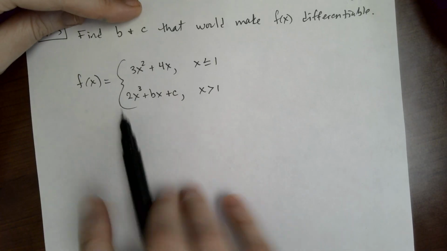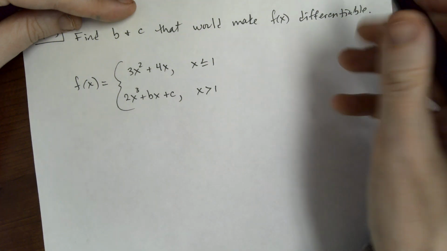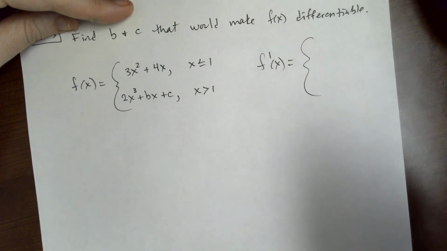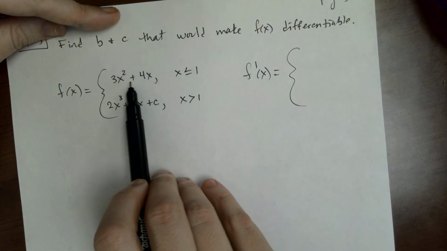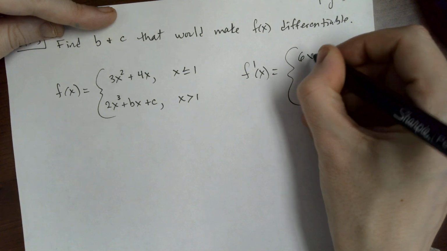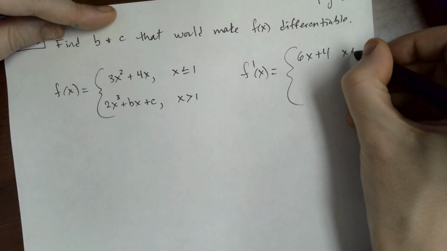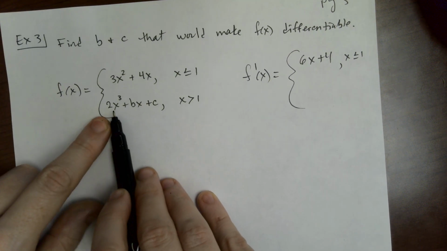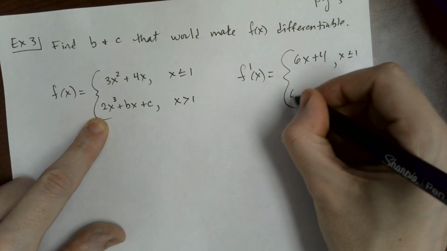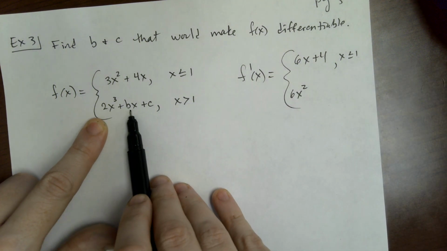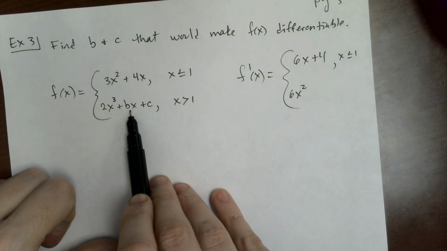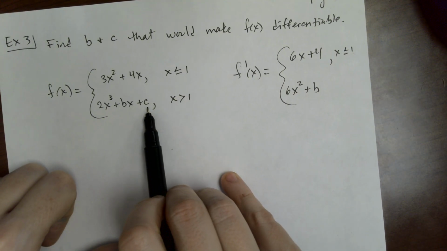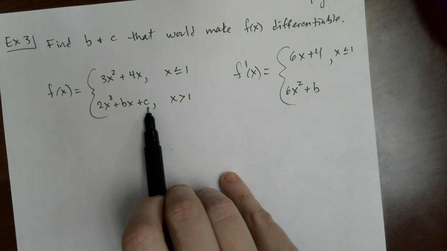Okay, so this is f of x. Let's also get an expression or a piecewise equation for f prime. All right, so the derivative of this top piece is 6x plus 4, x is less than or equal to 1. And now in the bottom, so the derivative of this first term is 6x squared. The derivative of this second term is just b, so plus b. And then the derivative of this third term, c, is just 0.